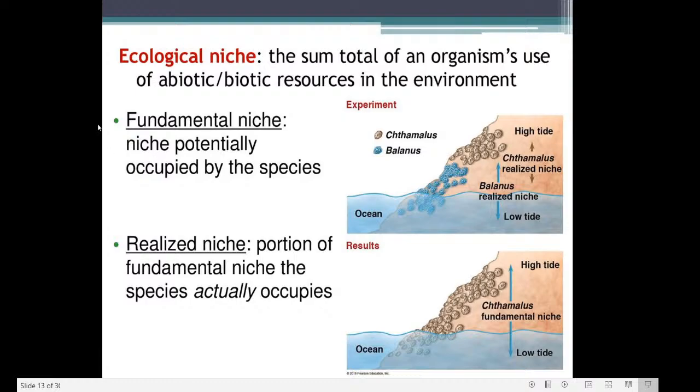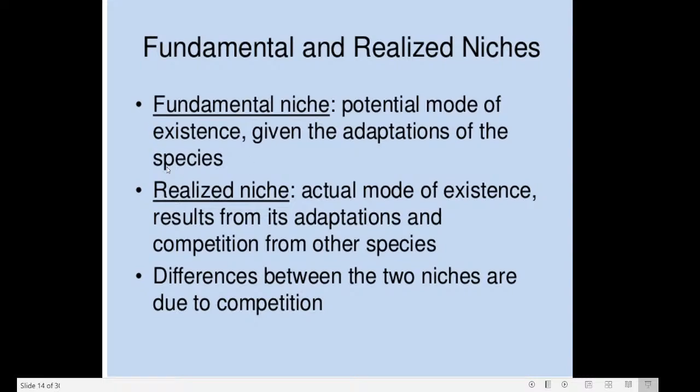The main concept is that the fundamental niche is potentially fully occupied by the species. The realized niche is the portion of the fundamental niche actually occupied by the species. Another way to put it: fundamental is the potential mode of existence given the adaptation of the species, and realized is its actual mode of existence, resulting from adaptation and competition with other species.